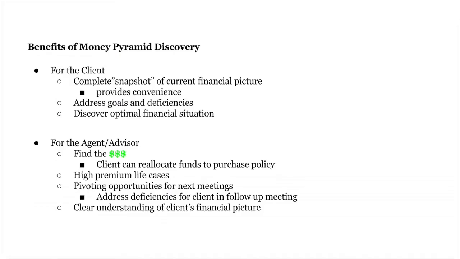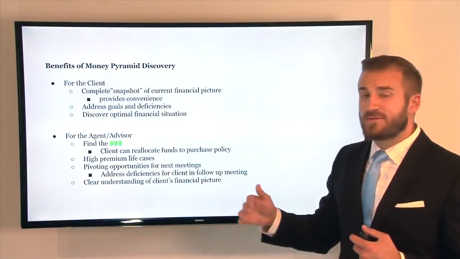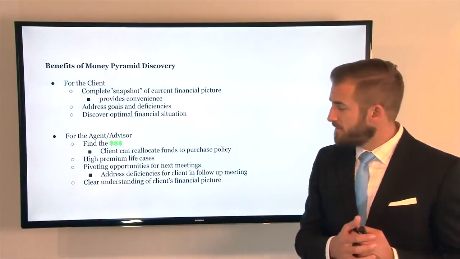Now, for you as the agent or the advisor, you're finding the money. What you want to do is you want to find the money, especially if you've gotten this far. If you've already talked to them about why life insurance is beneficial, you've talked to them about the total amount of coverage that they need, the last thing you want to do, and most important, is you want to be able to find money. So what the client can do is reallocate funds to purchase the policy.